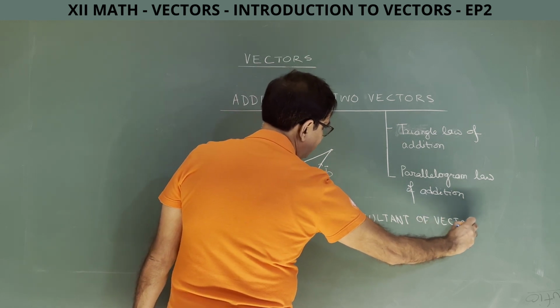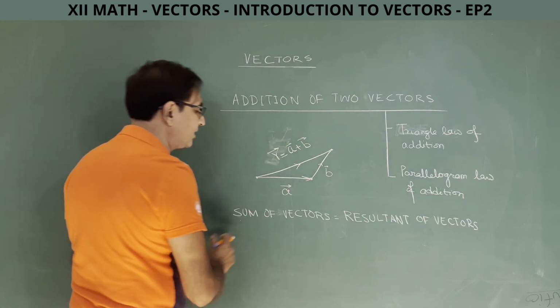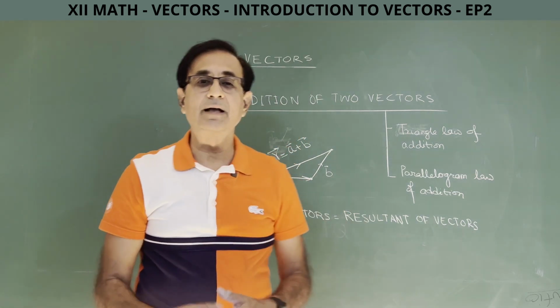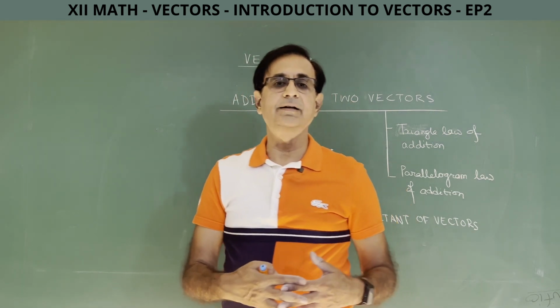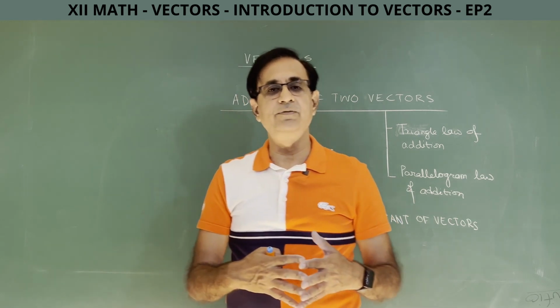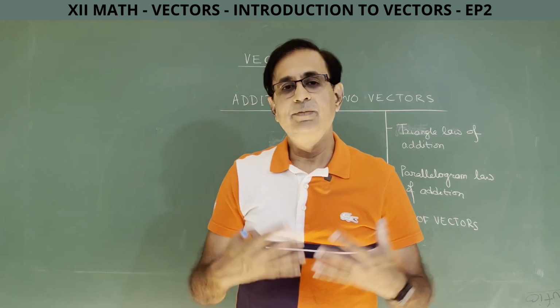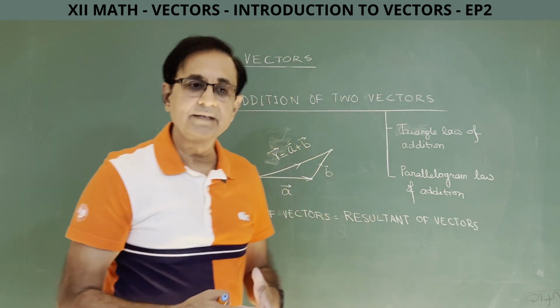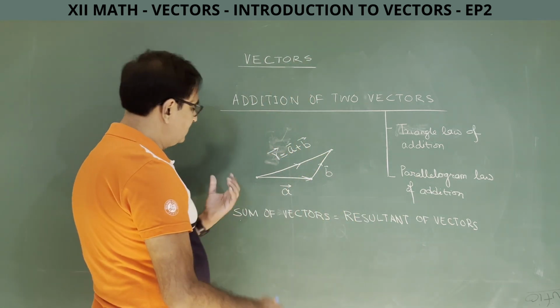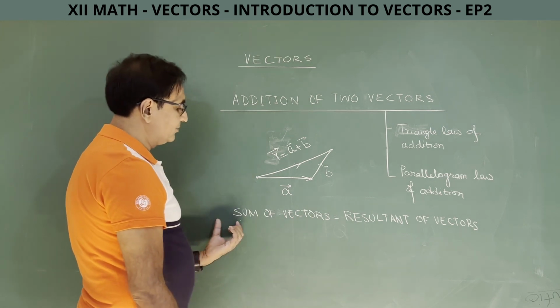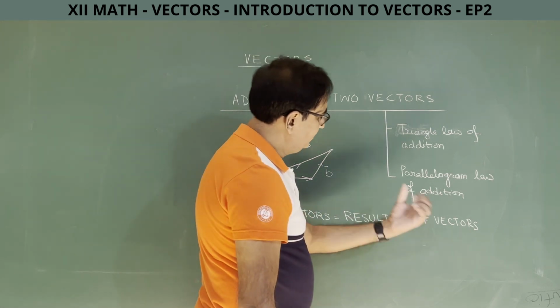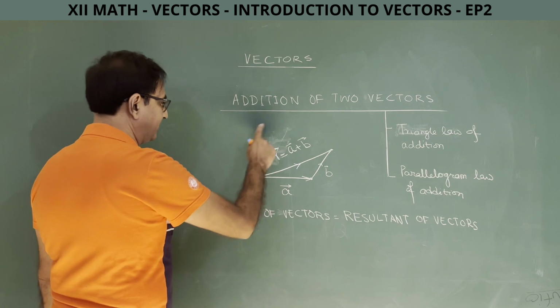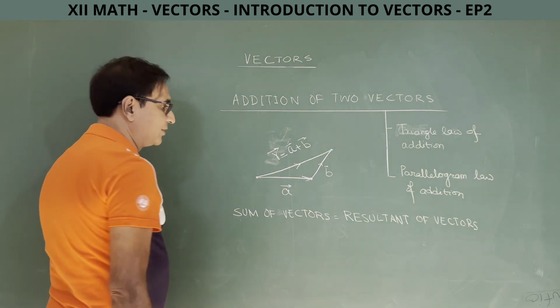I do remember an episode, I gave one question in the exam, and I asked my students, find the resultant of the vectors. So many students got confused, they could not write the answer because they forgot that resultant of the vectors also means the sum of the vectors. So I am emphasizing this point, sum of the vectors may be called the resultant of two vectors. So this is called triangle law of addition.